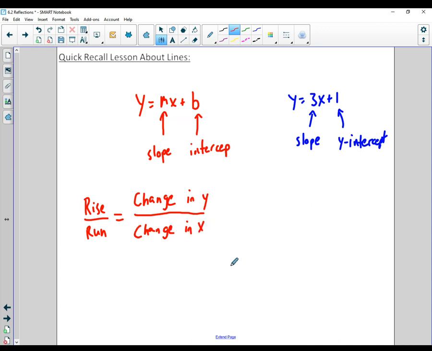Right? And the way to think about that, rise is up, right? So up or down should be y. Run, if you're running on a graph, you'd be going left and right. So that's where that comes from.